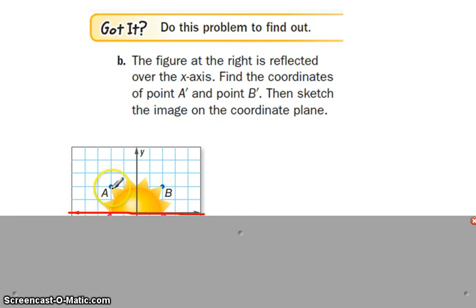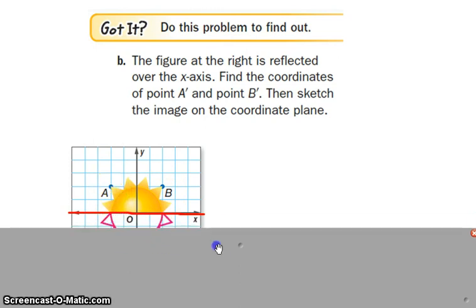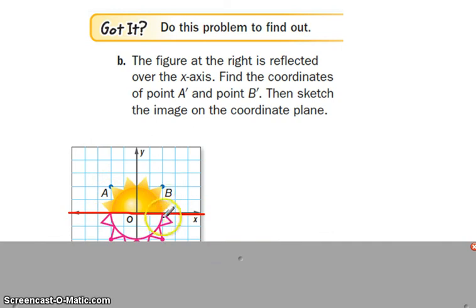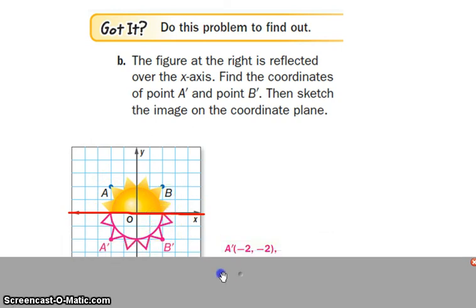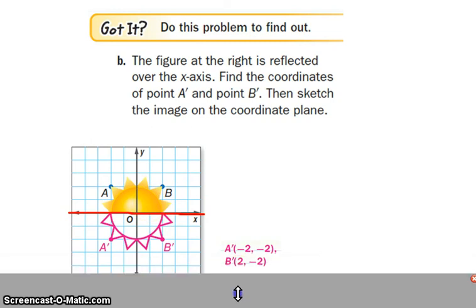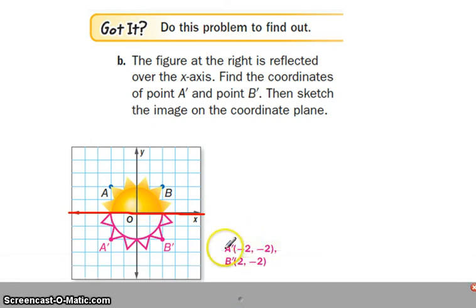1, 2, so point A is going to be 2 units down. Point B, 1, 2, 2 units down. Then you can go ahead and trace in the rest of the image. It doesn't have to be perfect. And again, a lot of times when you're doing sketches like this, mirrors help, and we will use those tomorrow in our activity. But here are your 2 new points. A prime is (-2, -2). B prime is (2, -2).